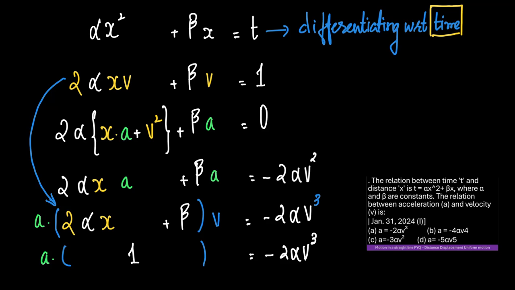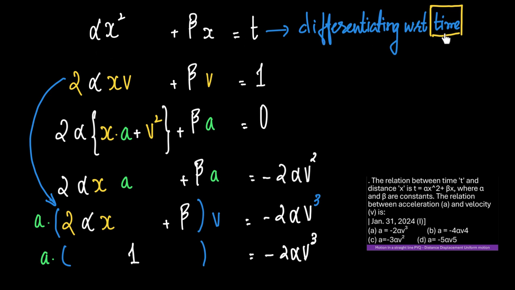So we have another question that is based on application of differentiation and integration on motion in a straight line. It's a very simple and straightforward question. We've been given the displacement-time relationship as t is equal to alpha x square plus beta x. For convenience, I've inverted the equation the other way around. So we have alpha x square plus beta x is equal to t.